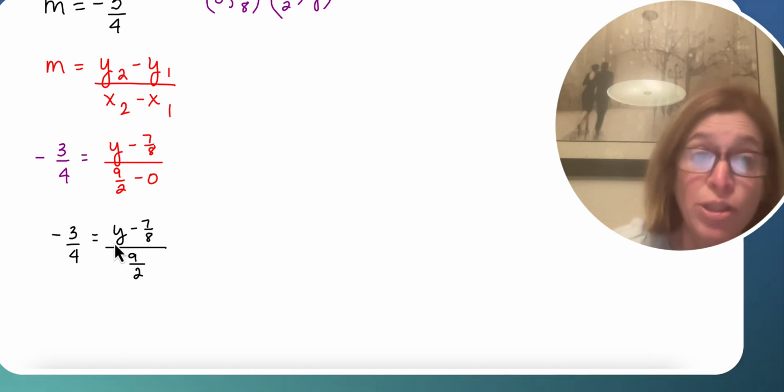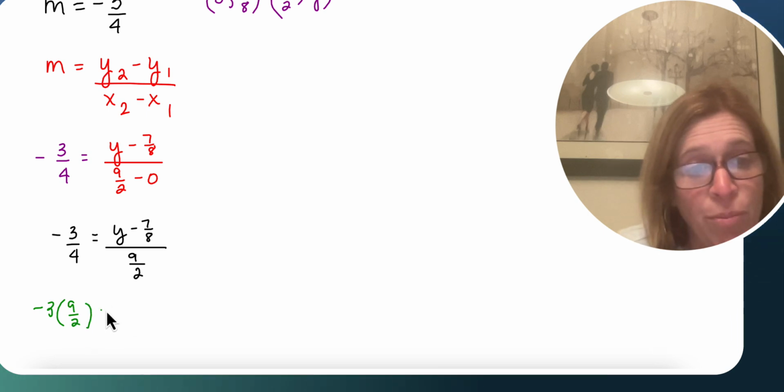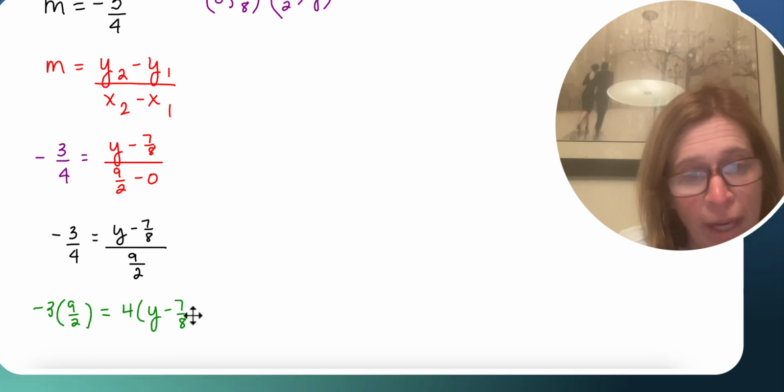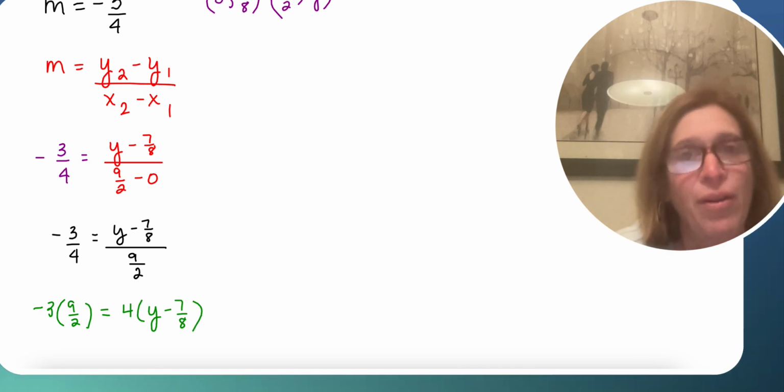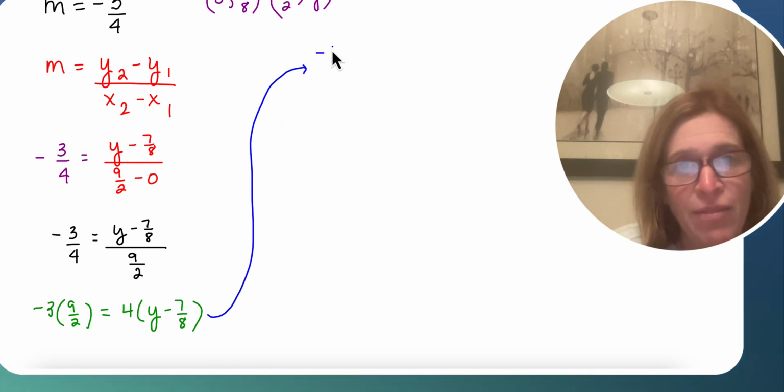So remember, we can use the cross products. So if we use the cross products, we multiply negative 3 times 9/2, and we multiply 4 times y minus 7/8. All right, so now I've just got to do the math. I've got to simplify an equation. So I'm going to come out up here so you can see it. So negative 3 times 9/2 is negative 27/2. I'm going to distribute my 4.